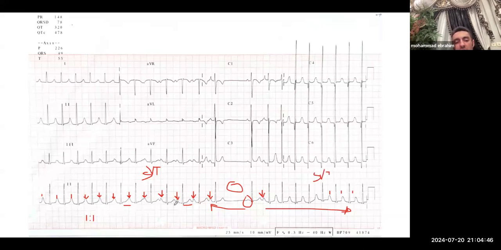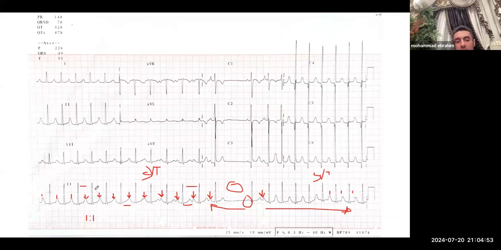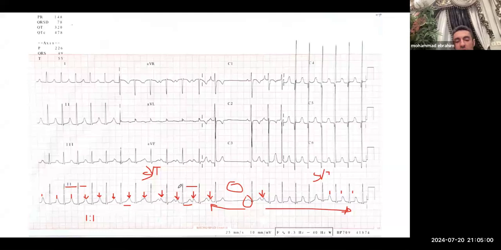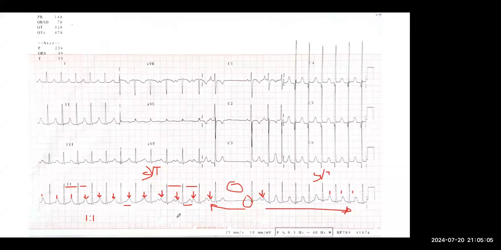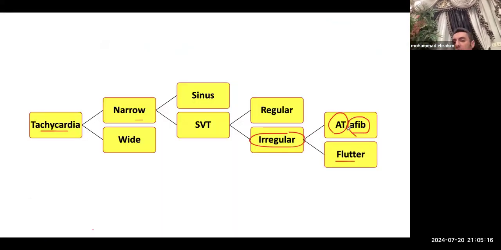This SVT, is it regular or irregular? Look carefully. Regular, irregular. This is two small or large squares? This is two and a half large squares. Irregular. So it's an SVT that is on and off, and it's a regular narrow complex. So the differential is atrial tachycardia, AFib or flutter.